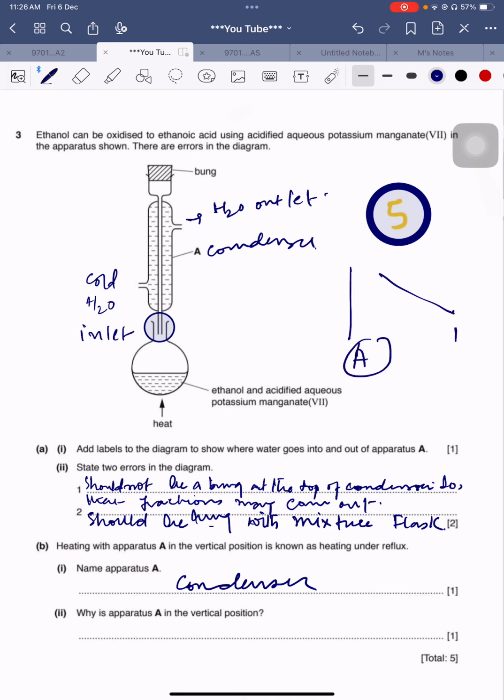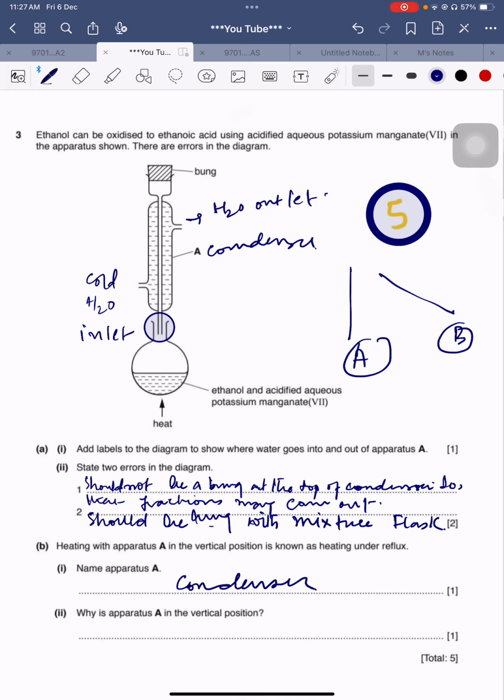The A condenser is basically for the reason so that the unreacted content may be sent back, whereas the B condenser is for the reason so that the fractions may change themselves from the gaseous state to the liquid state. So this is the basic concept for the condenser. A is for the reason so that the unreacted can be sent back to the mixture flask, whereas B is for the reason so that the fractions can be shifted from the vapors to the liquid state.